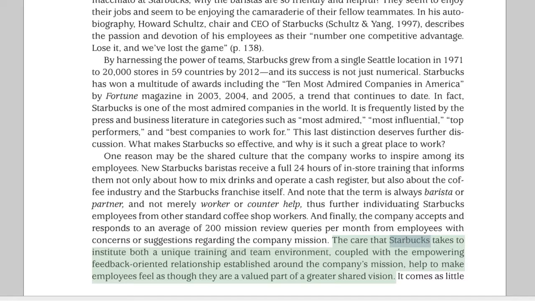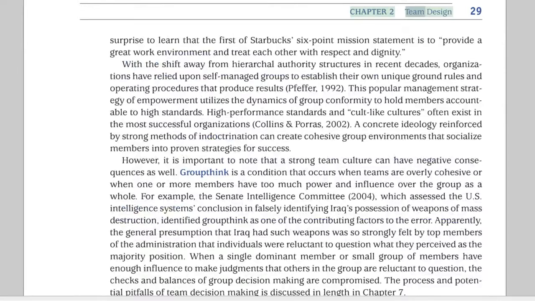The care that Starbucks takes to institute both a unique training and team environment, coupled with the empowering, feedback-oriented relationship established around the company's mission, help to make employees feel as though they are a valued part of a greater shared vision. It comes as little surprise to learn that the first of Starbucks' six-point mission statement is to provide a great work environment and treat each other with respect and dignity.